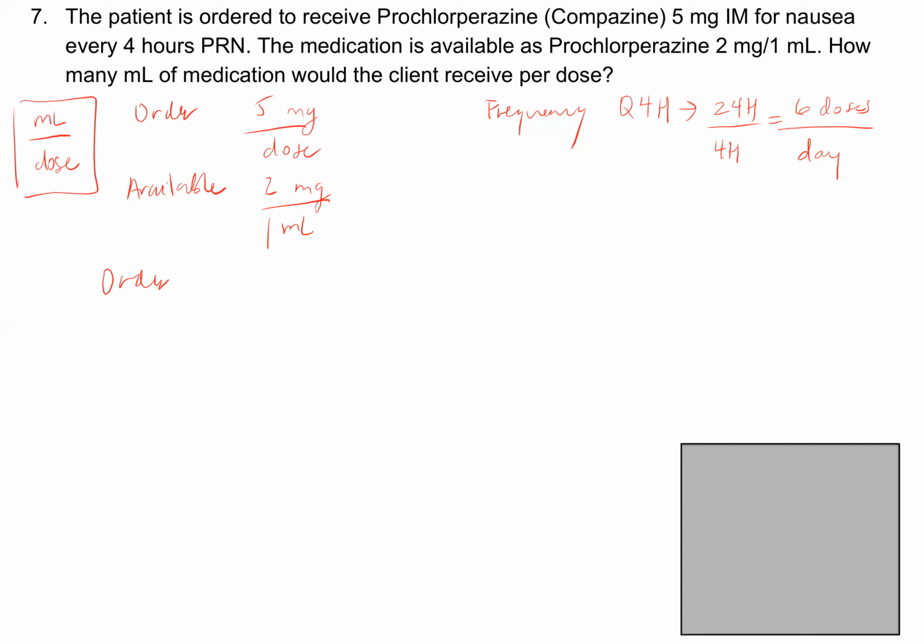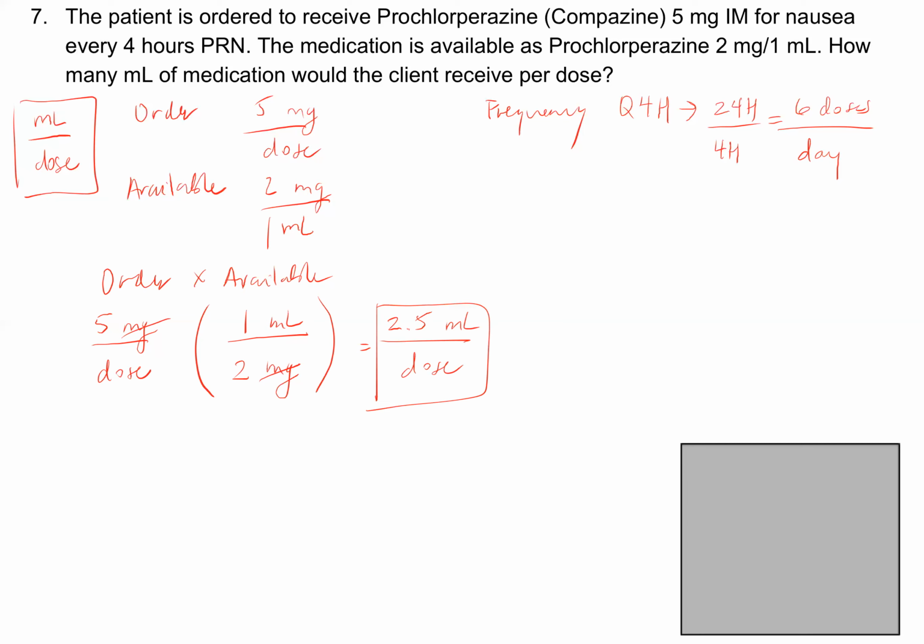So we're going to go ahead and do our order times availability. You get 5 milligrams per dose. Milligrams in the denominator, so your milligram units cancel. mL in the numerator, 1 and 2, fill in your numbers. And you get 5 divided by 2 is 2.5 mLs per dose. Final answer for number 7.